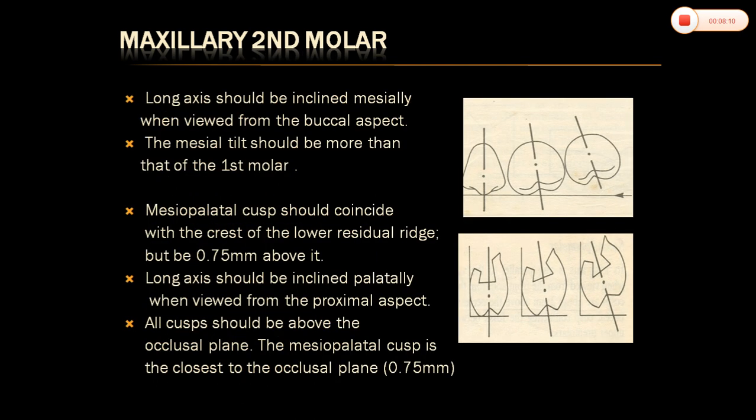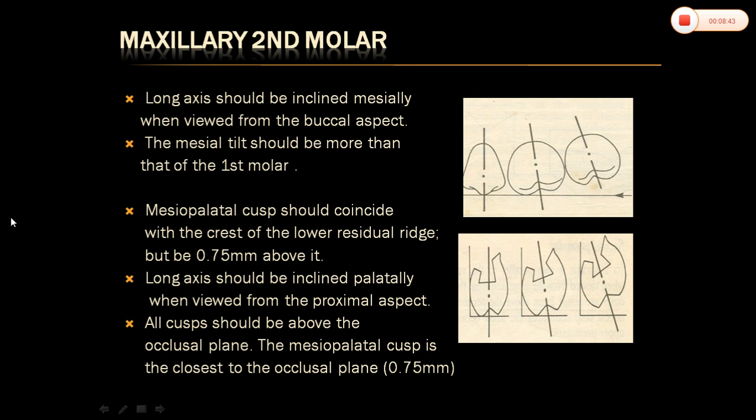Coming to maxillary second molar, the long axis should be inclined mesially when viewed from the buccal aspect. The mesial tilt should be more than that of first molar. So you can clearly see in the pictures, when you are coming to the molars from second premolar to first molar and first molar to second molar, your mesial tilt is increasing. That is, the mesial tilt goes like this. In the picture you can clearly see.